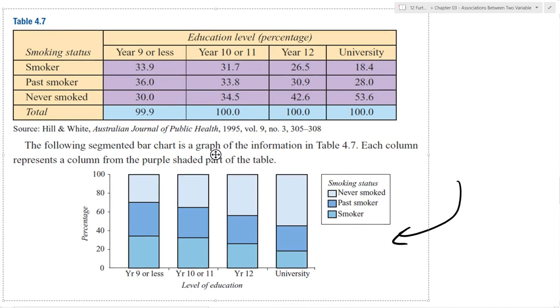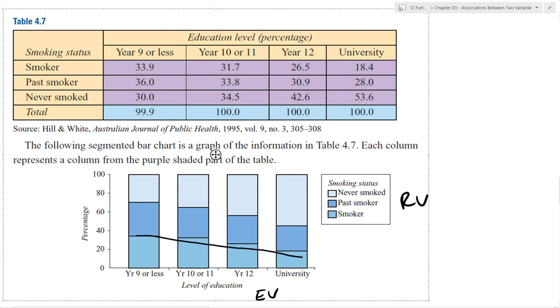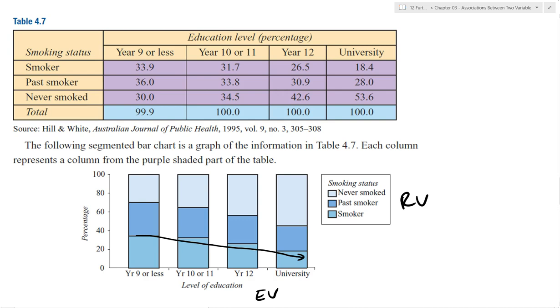percentage bar chart, you can see that the number of smokers, so here's RV and here's EV, the percentage of smokers based on your highest level of education from year 9 onwards declines towards university. So that number's getting smaller every time. 33, 31, 26, 18. So the higher the education level, the less likely you are to be a smoker. And similarly, the higher the education level, the more likely you are to have never smoked. As you see, this blue bar here keeps getting bigger each time. So there is an association between these two things.